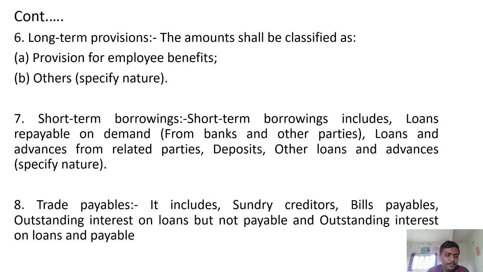And coming to note number 8, trade payables. Here, trade payables include the sundry creditors, bills payable, outstanding interest on loan but not payable, and outstanding interest on loans and payable. So like that, the trade payables include the sundry creditors, that is, the payables arising from the trade work we have done. Here we have to take them as trade payables.